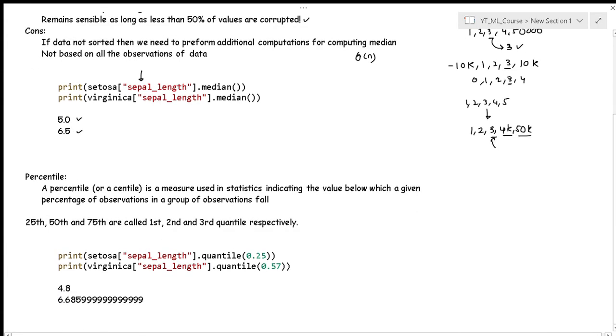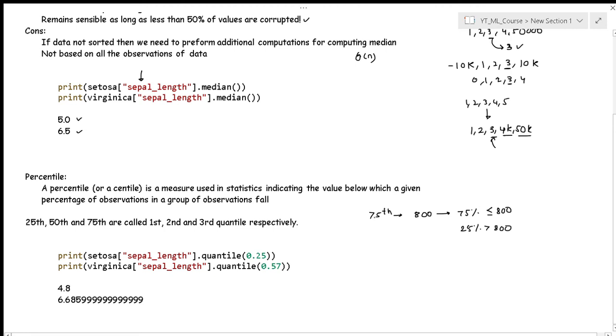Okay, now what is the percentile? The percentile or centile is a measure used in statistics indicating the value below which a given percentage of observations in a group of observations fall. So what this basically means is that, suppose you told me that the 75th percentile is 800. So what does it tell me? That 75% of the people, or 75% of the values are less than or equal to 800, and the rest 25% are greater than 800, right? So this is the implication.